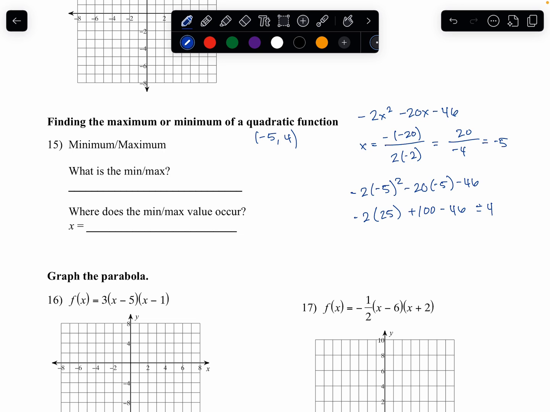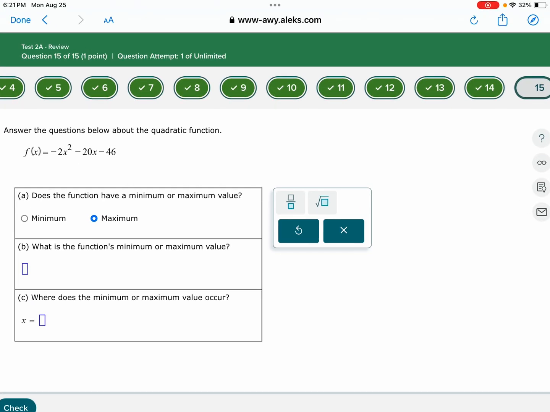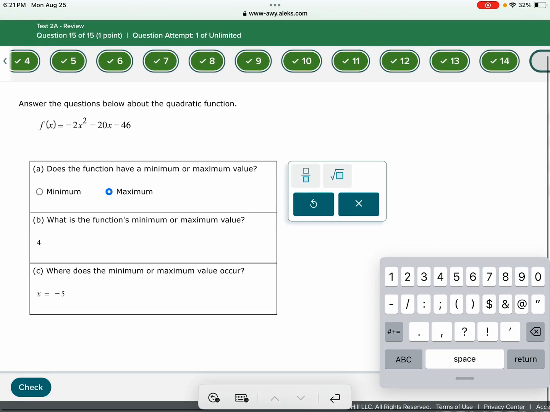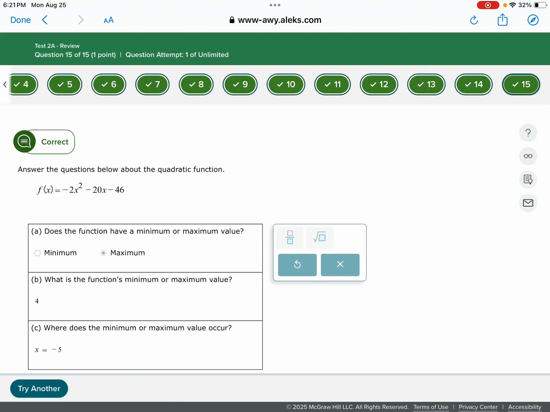So what is the min or max? So this is going to be a maximum. It's going to be 4. Where does the maximum or minimum occur? That's going to be at -5. So what is the function's minimum or maximum value? 4. And then this part right here will be -5. Make sure that's right. And we're good. All right, so that's going to be the last part that you have to do in ALEKS.